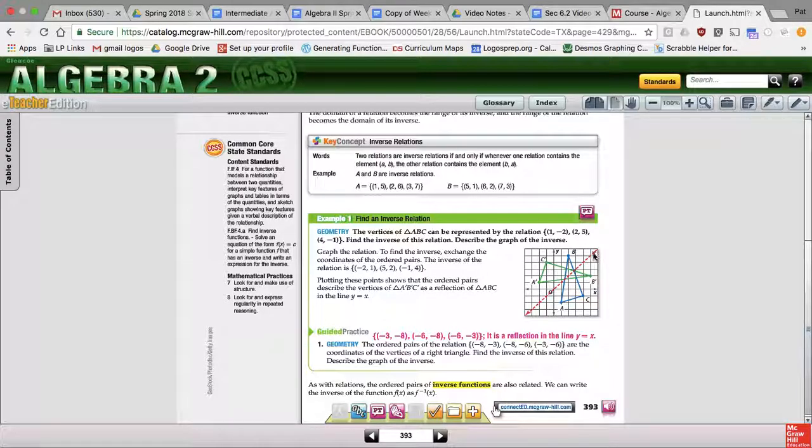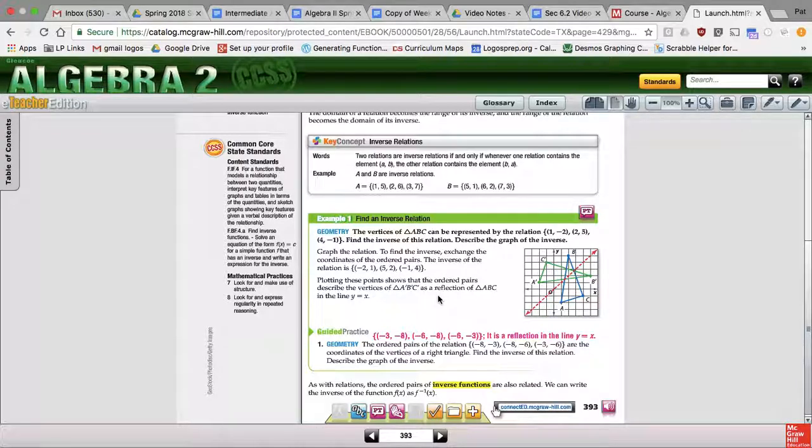And if you notice, it's hard to tell. It doesn't look like it because it's sideways. But if you took this oblique line, y equals x, which goes through the origin, which is in red, and you were to fold this graph in half, triangle ABC becomes triangle A prime, B prime, C prime. And it reflects over the line y equals x.